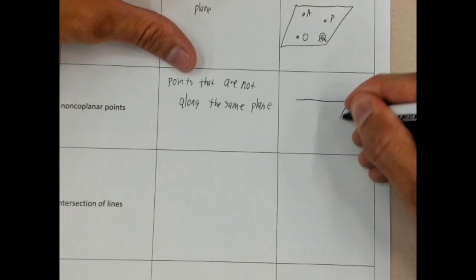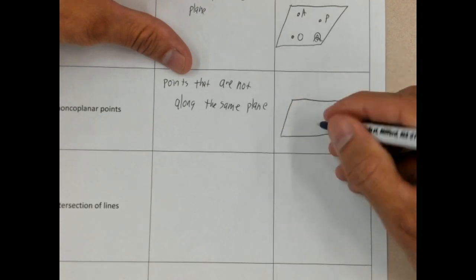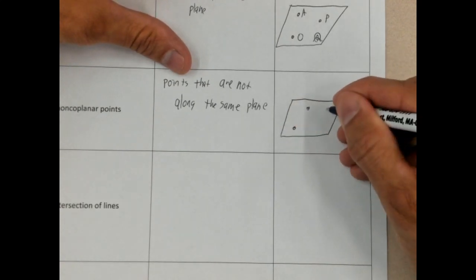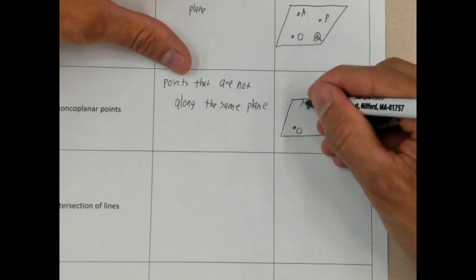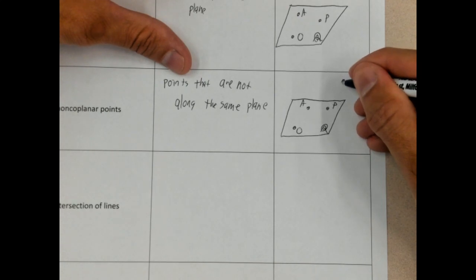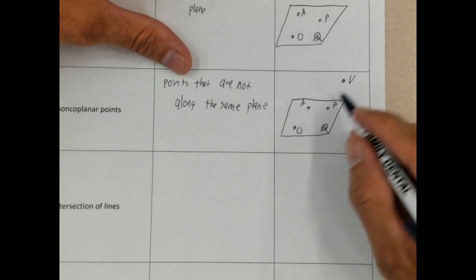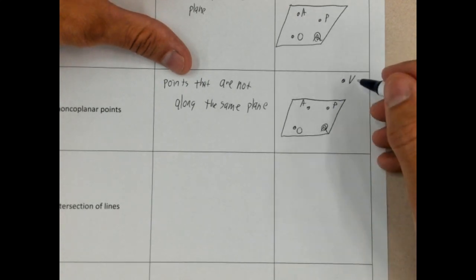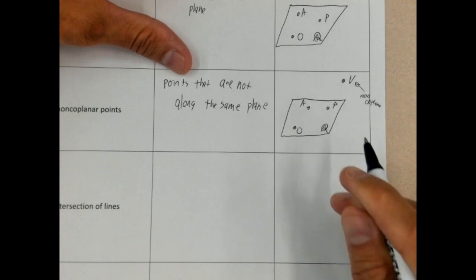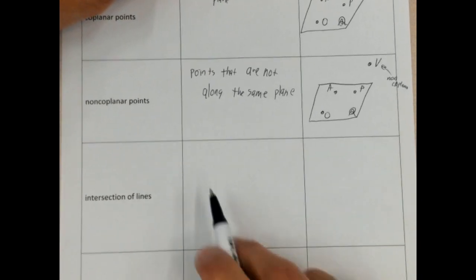And let's make another plane here. So we'll have a point here. We'll do the same 3, I guess. We'll create the exact same one. So O, A, and P. We can call that plane R if we want. Now we're going to have this point over here that's non-coplanar. So V would be considered non-coplanar to the others. Okay.